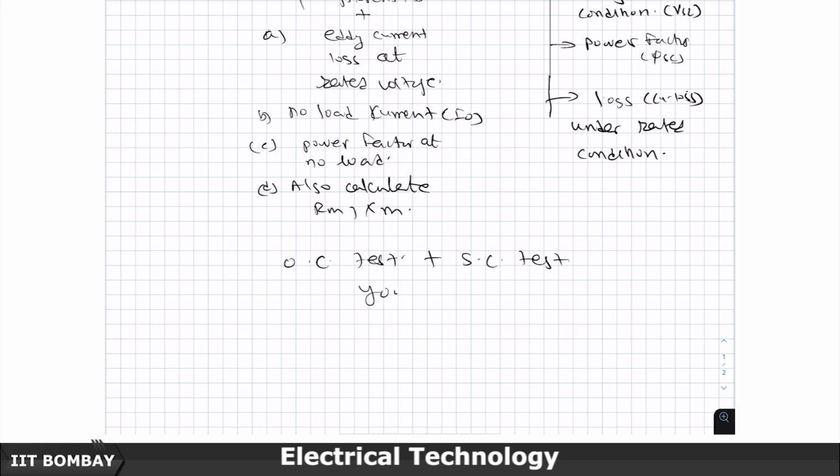So, from these two tests, the OC test plus the SC test, you can evaluate using pen and paper the performance of the transformer under various operating conditions.